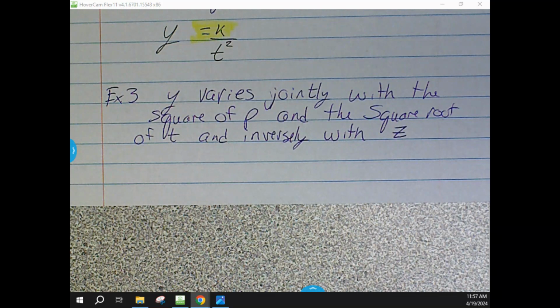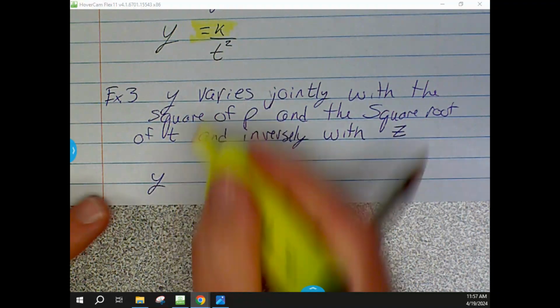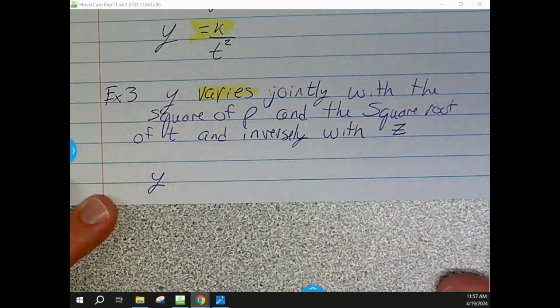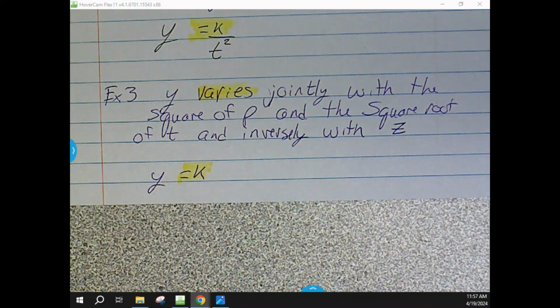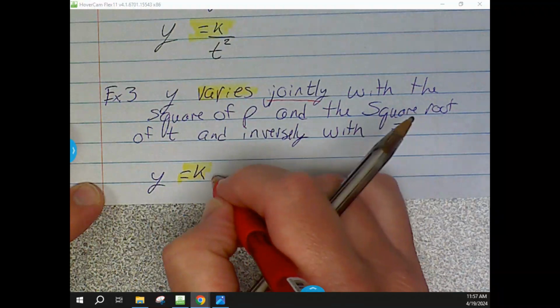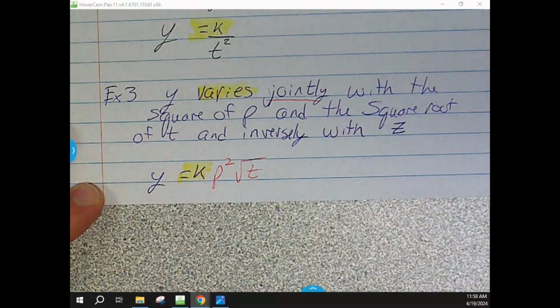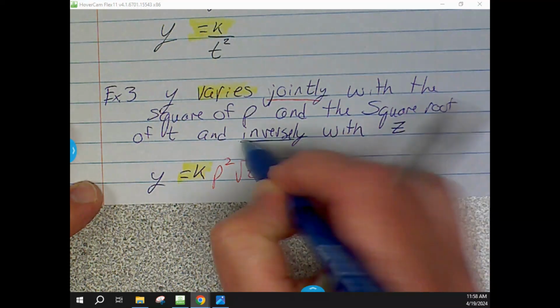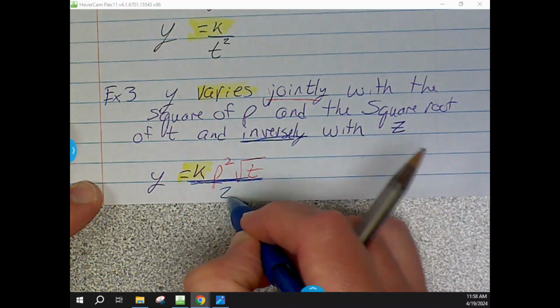Okay, and again, just take it one little piece at a time. It starts with y, so you start with the y. And again, as soon as you see the word varies, that varies is your equals k part that we're looking for. Okay, and then everything after that tells you where to go. The next part we've got is jointly with the square of p and the square root of t. So then we're going to put p squared and the square root of t. And then when you see the inverse, that means that's got to be on the bottom. So then we're going to put that over z.